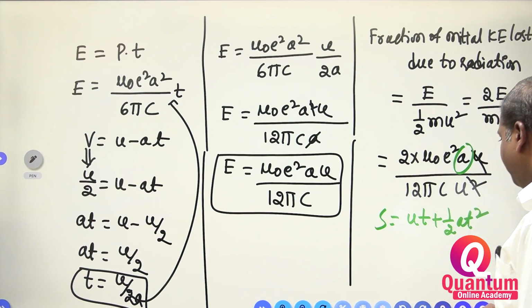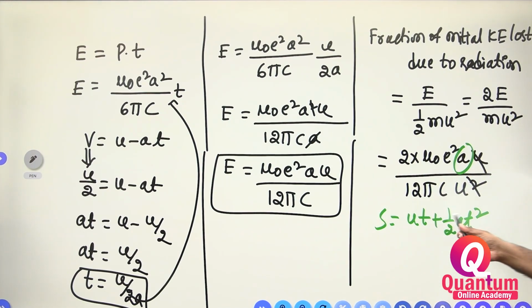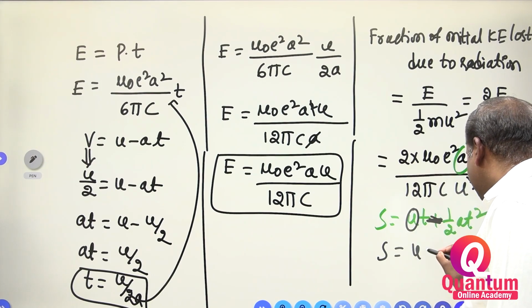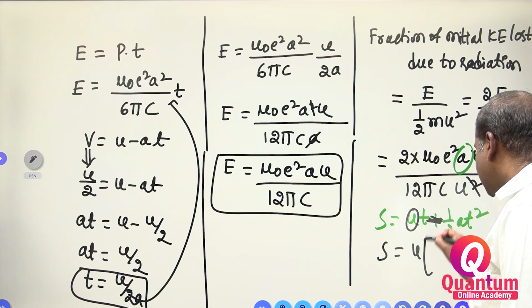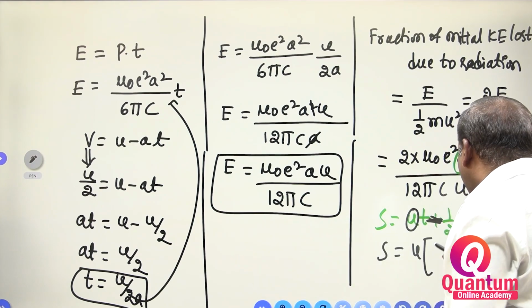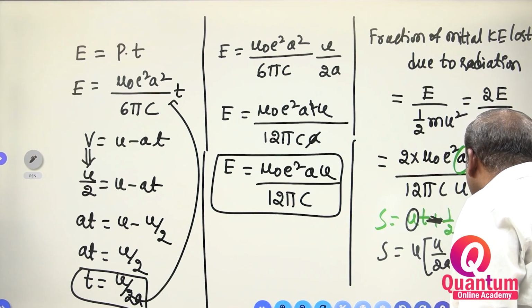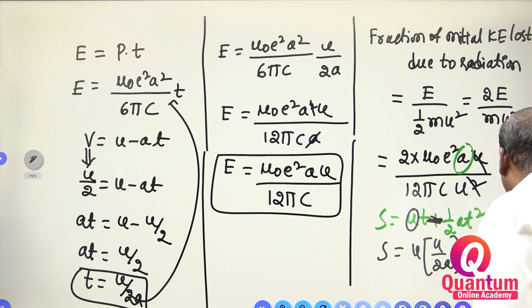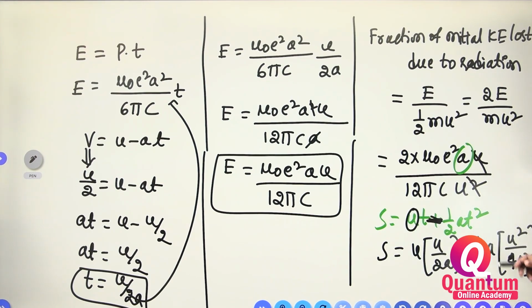This is the kinetic equation. But this decelerating acceleration, that's why you have to take it as minus u. S is equal to u t minus 1 by 2 A t squared. We already know t is equal to u by 2A. So t squared is equal to u squared by 4A squared, and we have to write u squared by 4A squared.